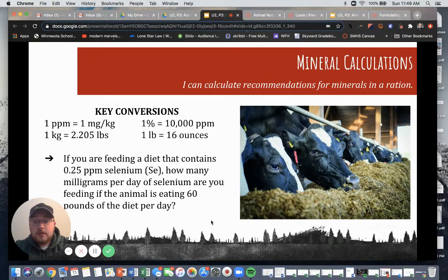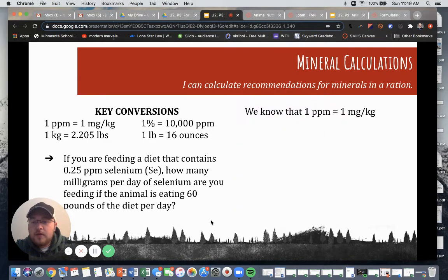Okay, now this is a little bit more challenging. So why don't you read this problem with me real quick? If you are feeding a diet that contains 0.25 ppm, parts per million, selenium, how many milligrams per day of selenium are you feeding if the animal is eating 60 pounds of the diet per day? So if you feel comfortable and you want to try this out on your own, I would highly encourage it. You can hit pause and try your best and check back with the answer. Otherwise, feel free to just go along with the ride with me for a little bit.